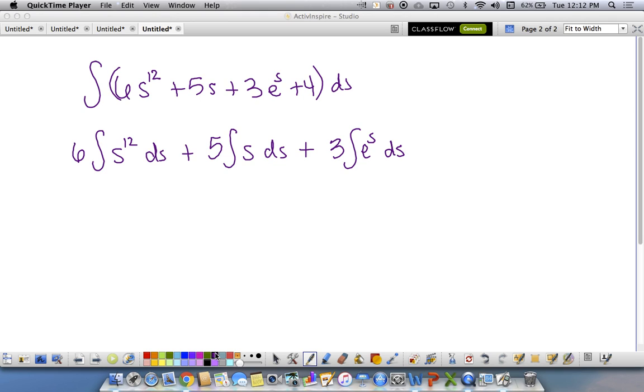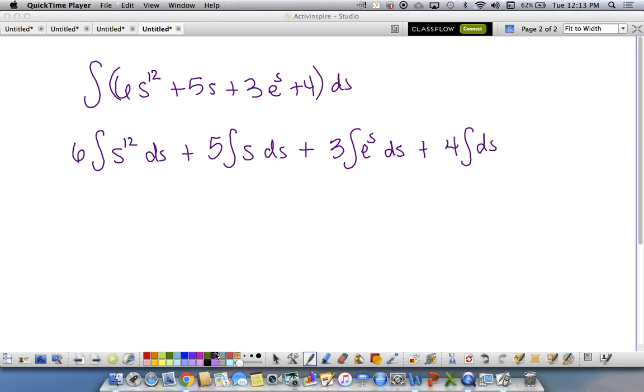What about that last one, the 4? Is that a constant? Yes, I can pull it out also, and I would just have the integral of ds. That's what pulling the constant out looks like. Eventually, it kind of comes second nature to not do it.